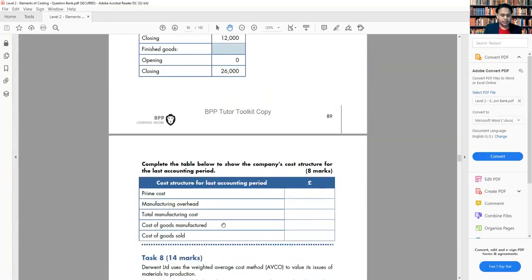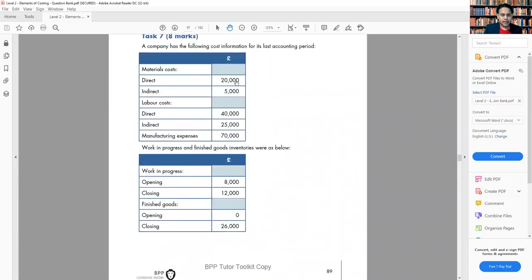So let's try that. The prime cost. Prime cost means all the direct costs. If I add all the direct costs, this is called prime cost. So let's have a look at how many direct costs we have. Prime cost means only direct cost. So I have 20,000, and I have 40,000 direct. So that will give me a total of 60,000. Okay, so the prime cost, I'm happy with that.